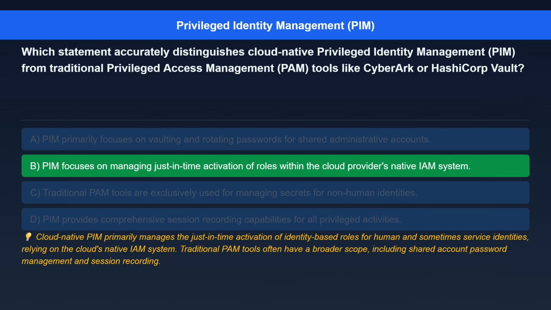The correct answer is PIM focuses on managing just-in-time activation of roles within the cloud provider's native IAM system. Here's the explanation. Cloud-native PIM primarily manages the just-in-time activation of identity-based roles for human and sometimes service identities, relying on the cloud's native IAM system. Traditional PAM tools often have a broader scope, including shared account password management and session recording.